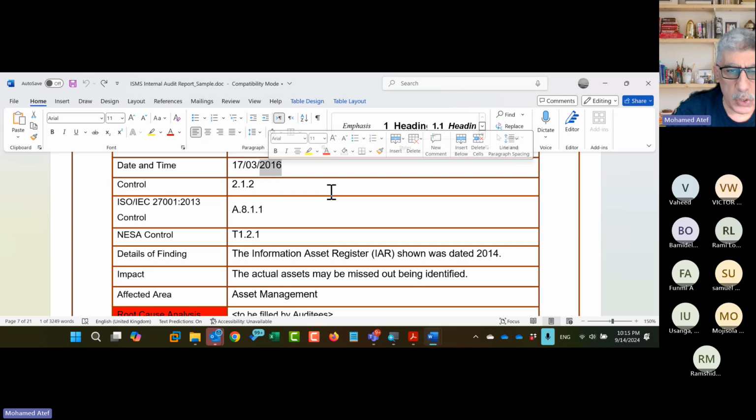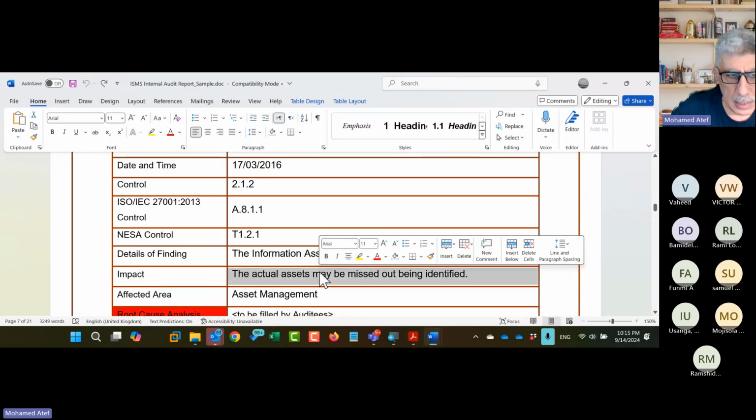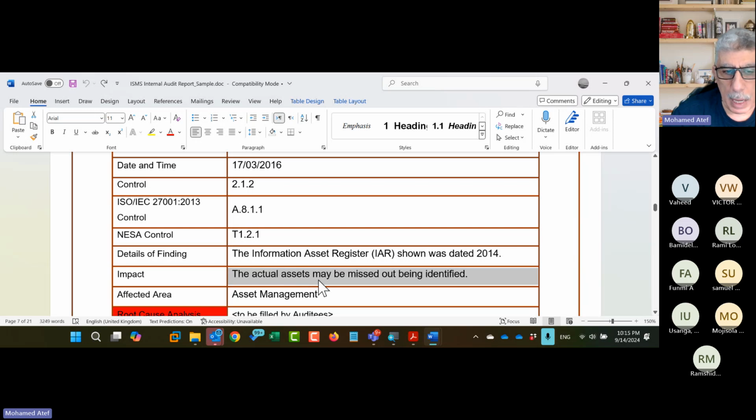So they may have a new server that no one knows about, or new laptops, or new files. Okay. Now, when you write the finding, it's not enough to write the finding. You have to write the impact, what I just explained. That this means that the asset register may not be updated. Some of the critical assets may be missed from the asset register. Okay. Now, this could be a mistake.